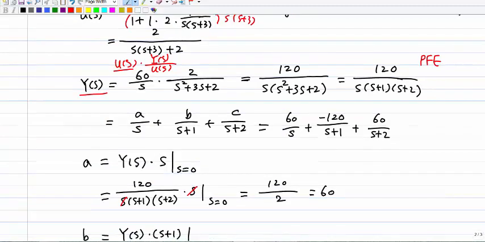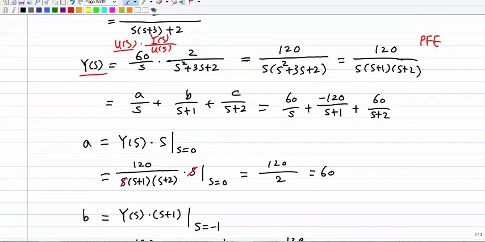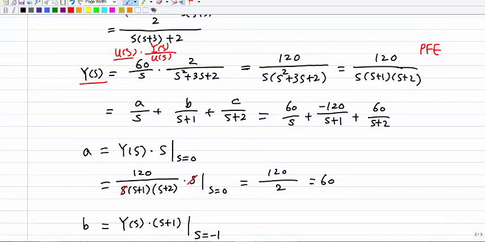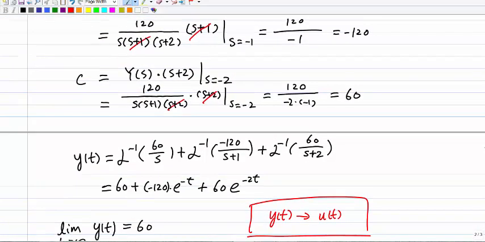Okay. Now those are just the ways you can compute these A, B, C values. So I don't want to repeat them over here. This is how we compute the A, B, C values. So we have a is 60, b is negative 120, and c is 60. So it's 60 divided by s minus 120 divided by s plus 1 plus 60 divided by s plus 2. Okay. So once we do that, we can do the inverse Laplace transform.